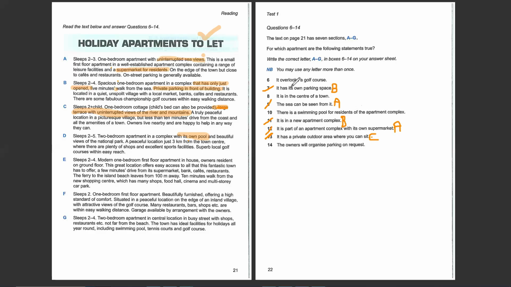So it overlooks the golf course. No. It is in the center of the town. No. Yes, there is a swimming pool for residents. That will go to D paragraph.